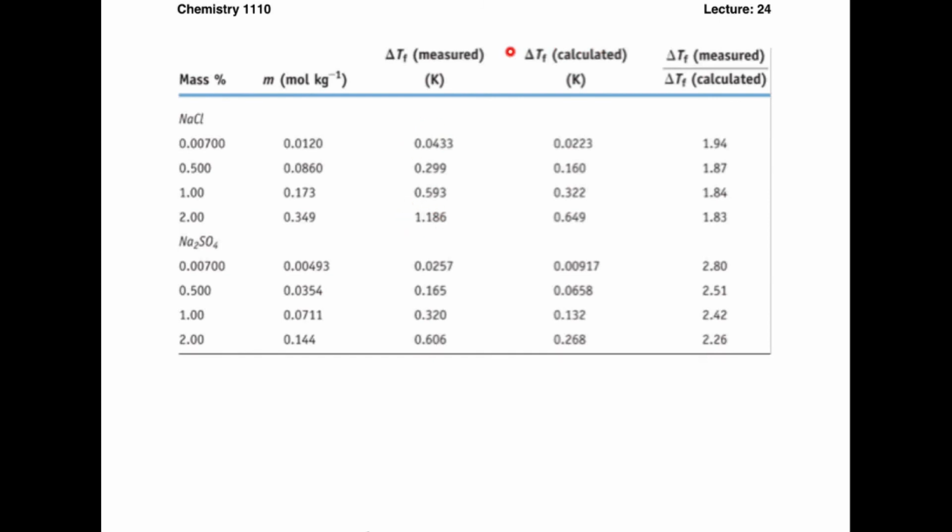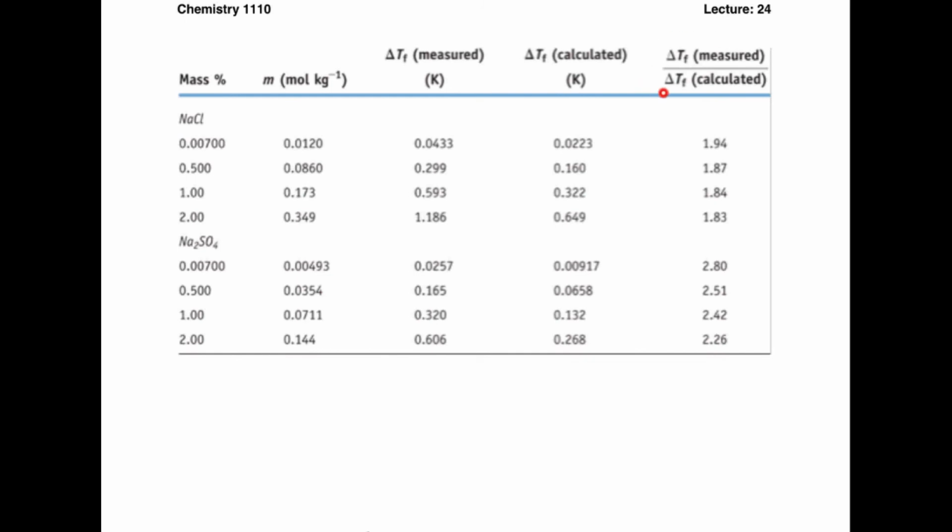Now, if I calculate that freezing point change using the math we described so far today, you'll notice that in none of the cases do I get it right. Now that's because I'm calculating the freezing point depression using the actual molal, right? The concentration of NaCl. I haven't multiplied by 2 in this case.